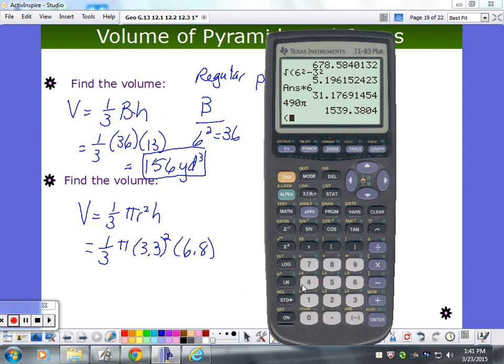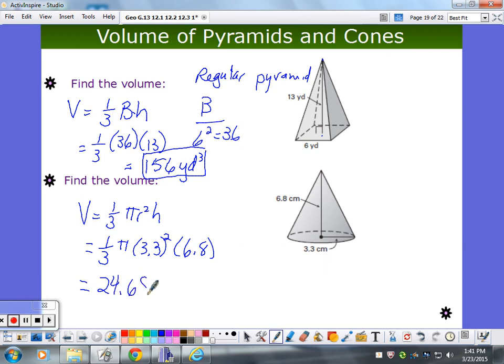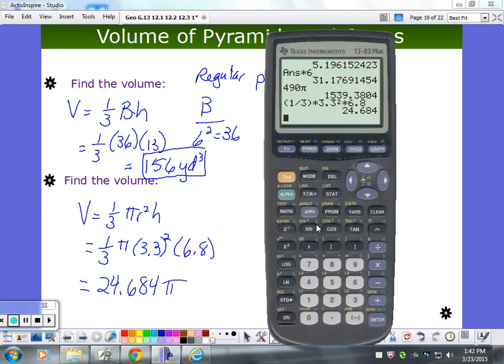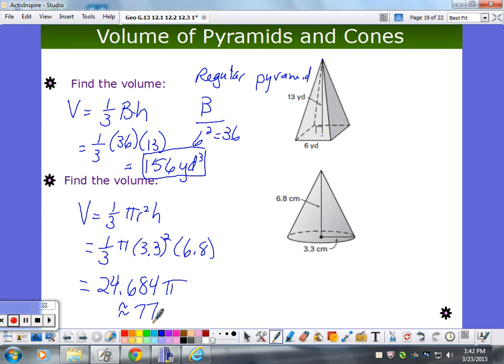So I'm going to do one-third, and remember, don't do .3. Type in one-third in parentheses, there's your fraction, times 3.3 squared, times 6.8. Right now, I'm just getting the number that goes in front of the pi. 24.684. I'm not rounding yet. If I don't have to round, don't do it yet until the very end. Times pi, and I'm getting approximately 77.55 cubic centimeters. And how many fit inside? So this is a little easier, right? I think that it is.